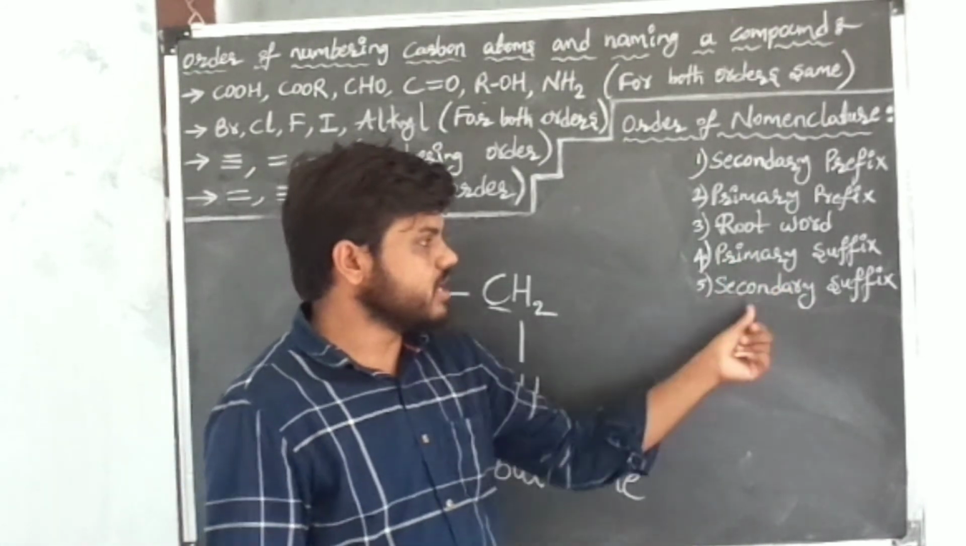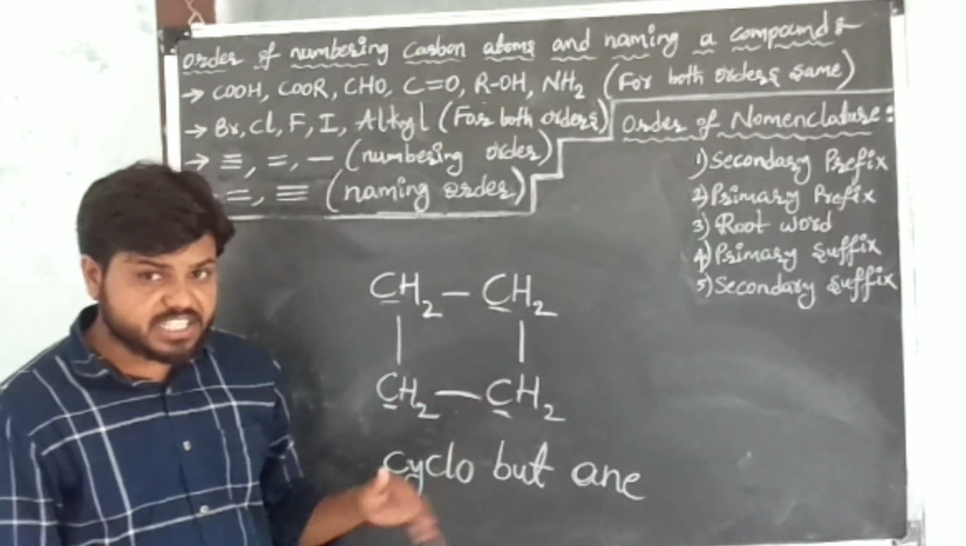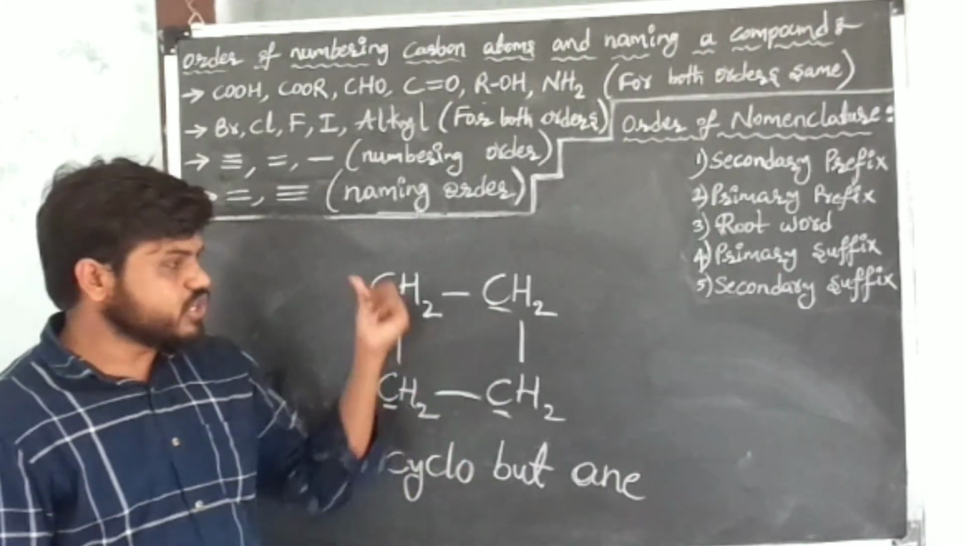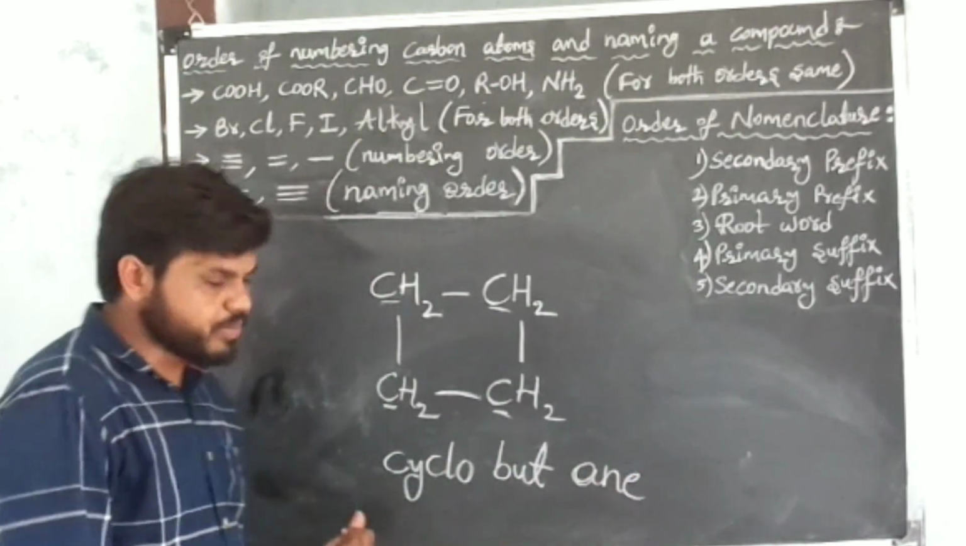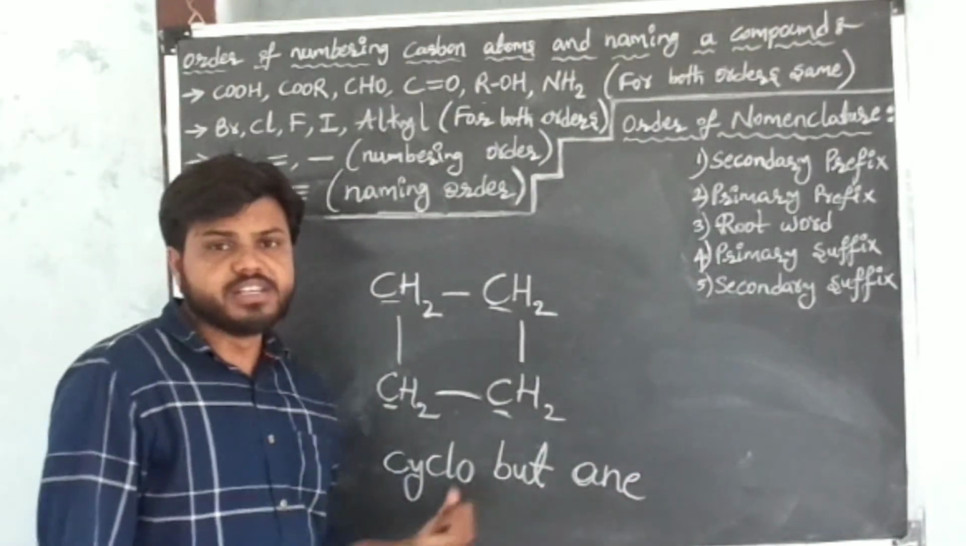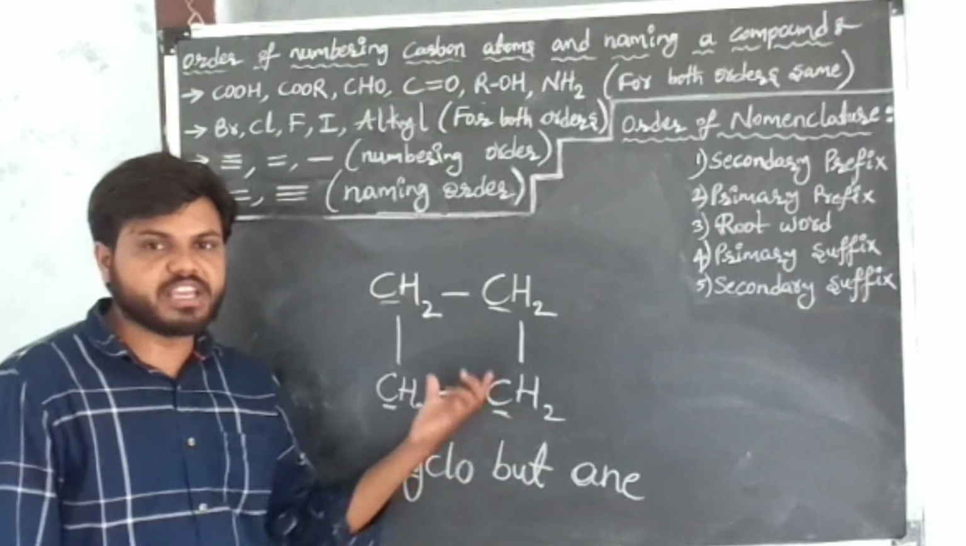After writing primary suffix, go to the secondary suffix. Secondary suffixes are functional groups. The functional groups are not present in the given carbon compound, so this is our required IUPAC name, that is cyclobutane. Cyclobutane is the IUPAC name of the given carbon compound.